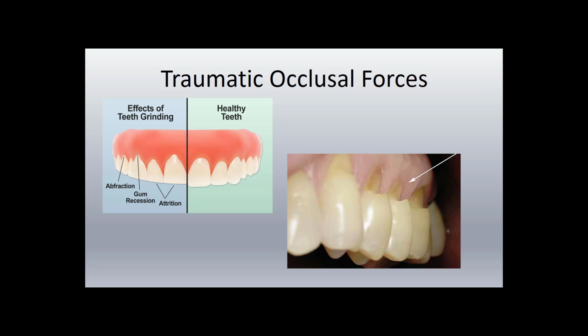Traumatic occlusal forces can cause loss of periodontium. That does not mean the patient has periodontal disease. It's just a condition that is reducing the periodontium due to the occlusal force. So this is our clinchers and our grinders. You can see in the picture pretty textbook abfraction that we see in our clinchers.